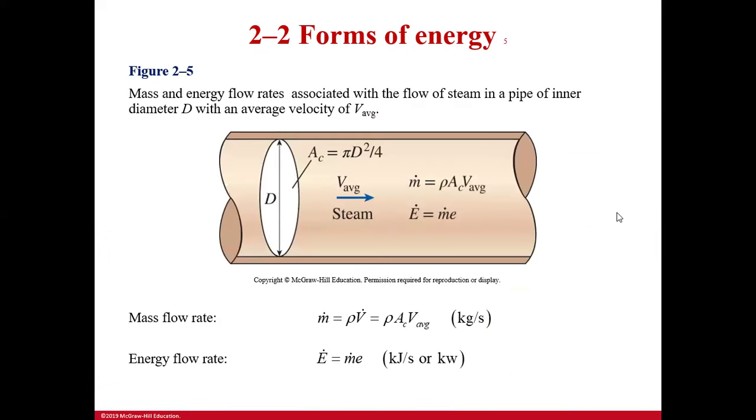So here is a picture. It's a cylinder. It has a cross-sectional area of pi d squared by 4. And m dot is the mass flow rate, which is rho density multiplied by average velocity multiplied by cross-section. And steam is flowing through it, and the total flow of energy, E dot, is m dot mass flow rate multiplied by the specific energy. Okay. And the units are, mass flow rate is in kilograms per second, energy flow rate is in kilojoules per second, which is also equivalent to kilowatt.